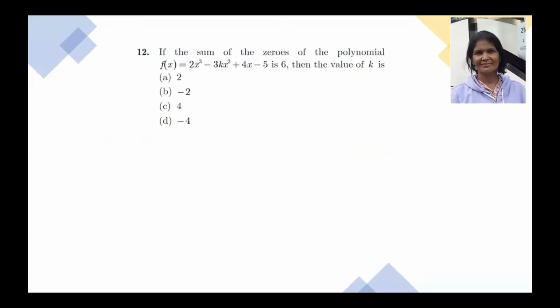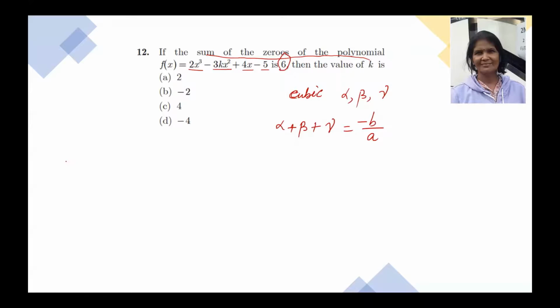Question 12. The sum of zeros of the polynomial 2x cube minus 3kx square plus 4x minus 5 is 6. Find the value of k. So this is a cubic polynomial. So here there are 3 zeros, alpha, beta, gamma. So alpha plus beta plus gamma is equal to 6. And what is the formula for alpha plus beta plus gamma? It is equal to minus b by a.